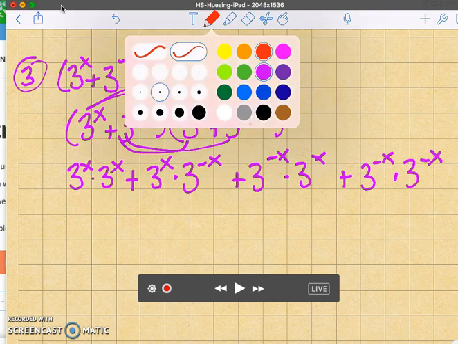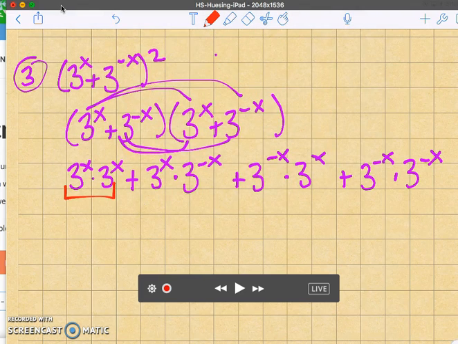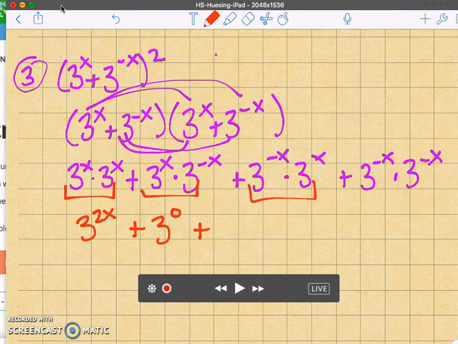So now we'll look at each little part. Well, bases are the same, so this is 3, there's 2 x's. X and negative x is 0, so plus 3 to the 0. Negative x and x on this one, so 3, negative x and x is 0. Plus this last chunk, so 3 to the negative 2x.